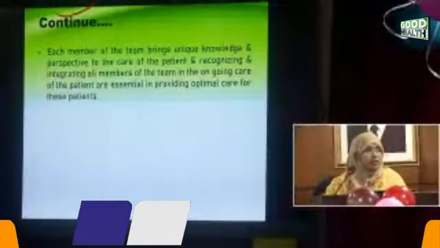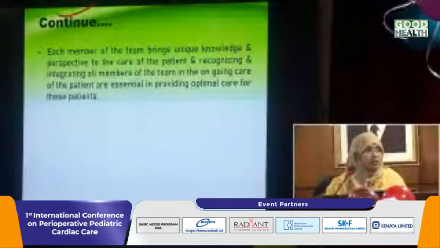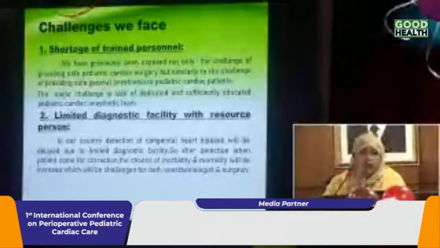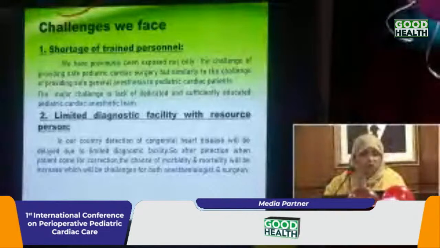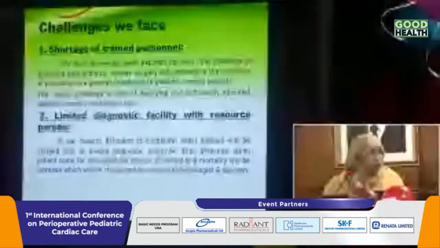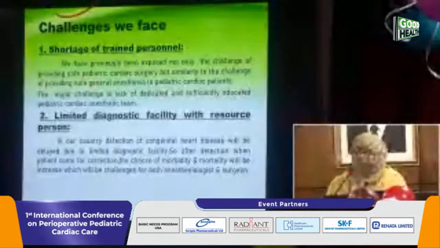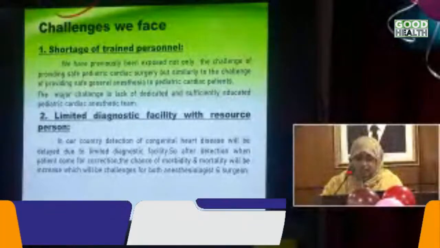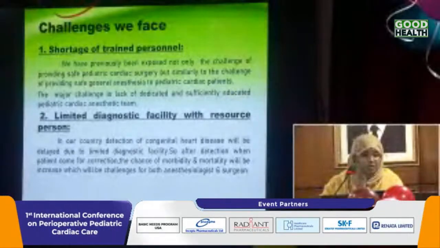And what are the challenges we face? The shortage of trained personnel, the main thing. We have previously been exposed not only to the challenges of providing safe pediatric cardiac surgery, but similarly to the challenge of providing safe general anesthesia to pediatric cardiac patients. The major challenge is lack of a dedicated and sufficiently educated pediatric cardiac anesthetic team.